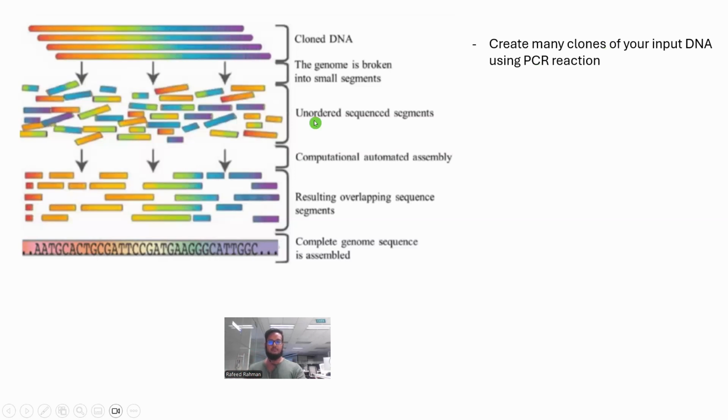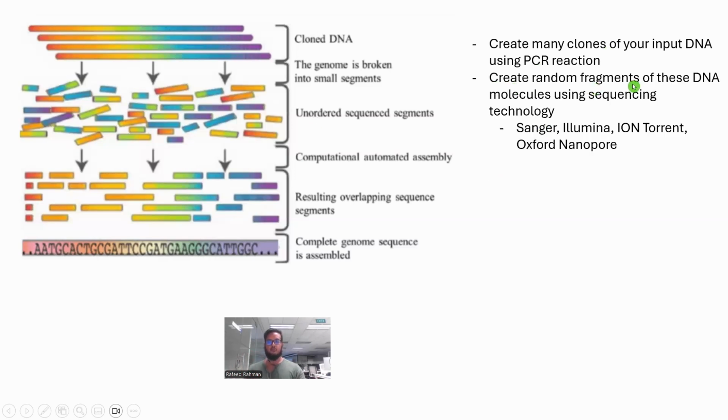After we do that, we can create random fragments of these DNA molecules using sequencing technology. There are sequencing machines. If you pass these cloned DNAs through that machine, it will chop them up into small fragments, and these fragments will be pretty much random. They don't have any order. It's not like the first few fragments will come from the initial part and the last few from the last part. Any fragment can come from anywhere. The first few fragments can come from the last part, and the last few fragments can come from the first part. There is no control there.